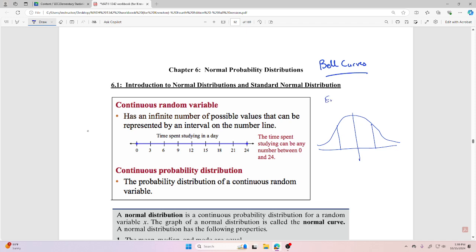Let me write that up again. Empirical rule, where we had 34%, and then right here we had 13.5%, and then this was 68% within one standard deviation. This was 95% within two standard deviations. Remember that kind of stuff?